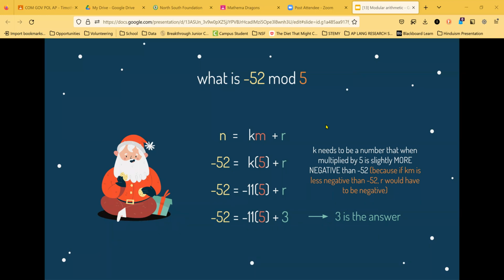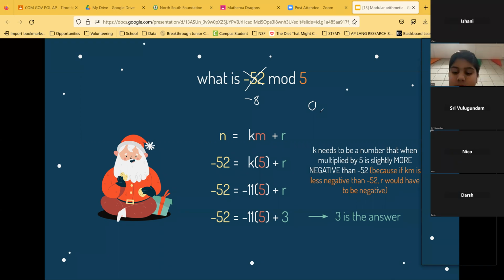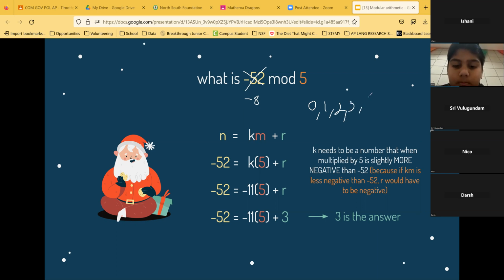Okay, so we have a negative number, right? In this case, it's negative 52, but we could take a smaller example. So let's just take negative 8, because it's easier to work with, well, technically it's a larger number, but a number that's closer to 0. So let's do negative 8 mod 5. There is a number between 0 and 5, so that is either 0, 1, 2, 3, or 4, that we can add to some multiple of 5 such that we get negative 8, right?